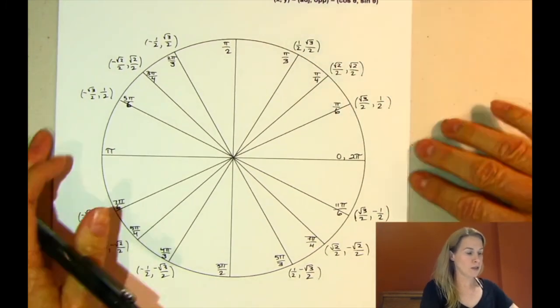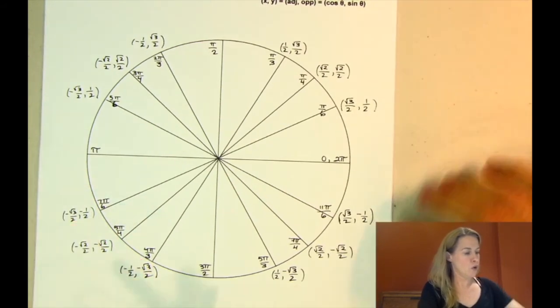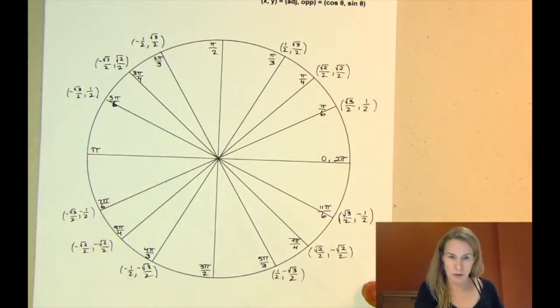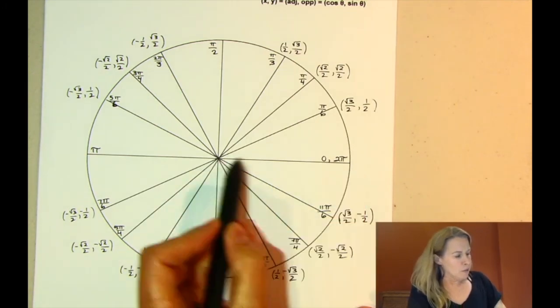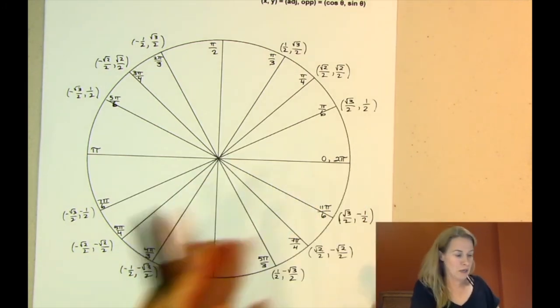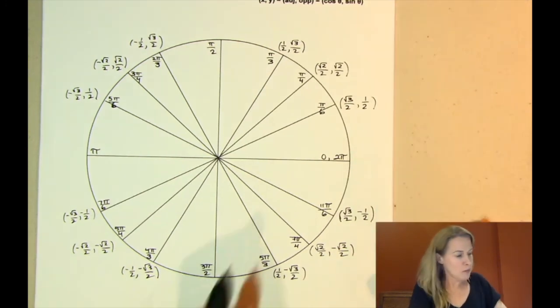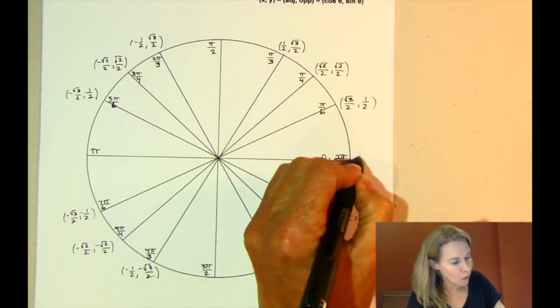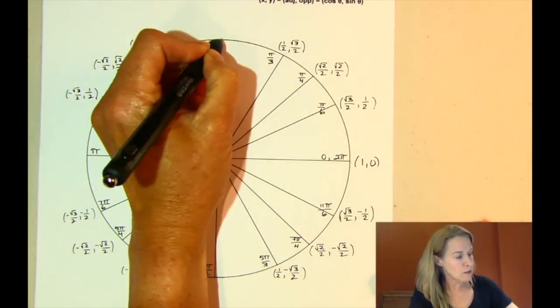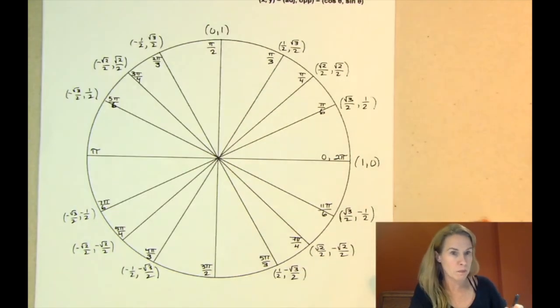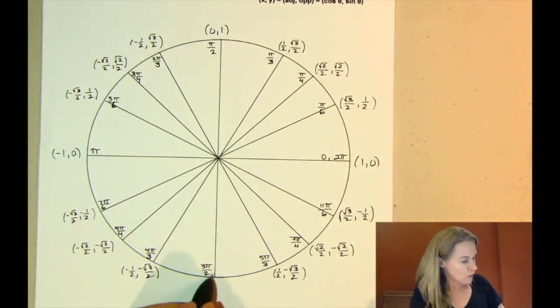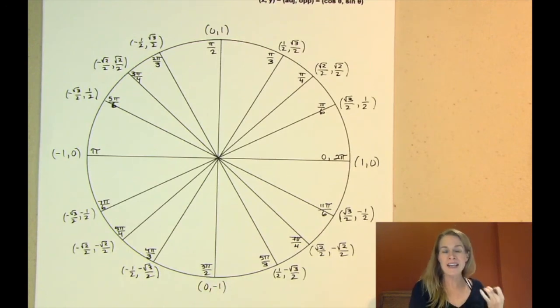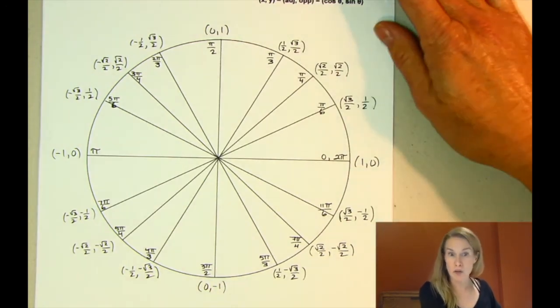Now, I haven't addressed the north, south, east, or west points on here. Remember that, for instance, for 0 or 2 pi radians, it's hard to draw a triangle, but I know the coordinates here. Coordinates here are 1, 0. The coordinates up here are 0, 1. The coordinates over here are negative 1, 0, and the coordinates down here are 0, negative 1. As long as I can name the coordinates, I can figure out the trig ratios there.